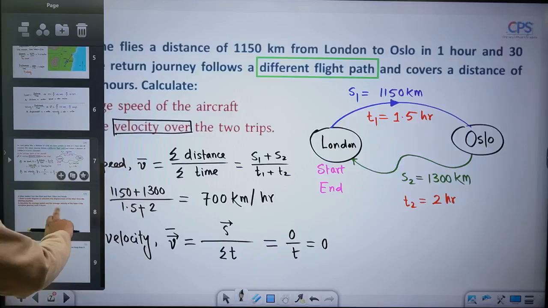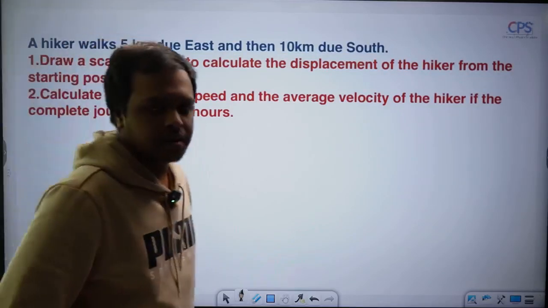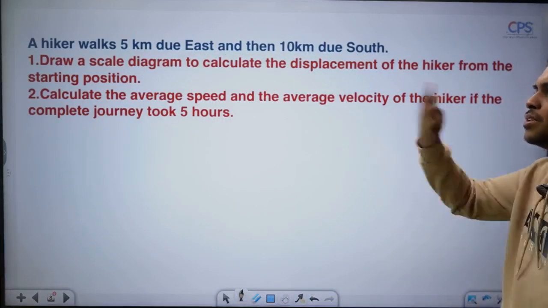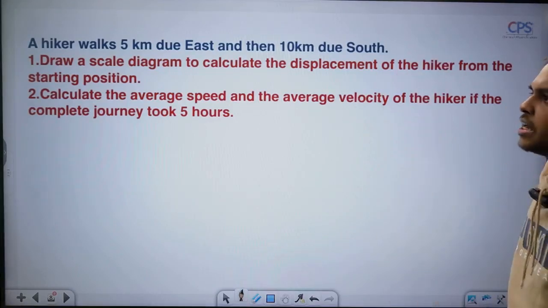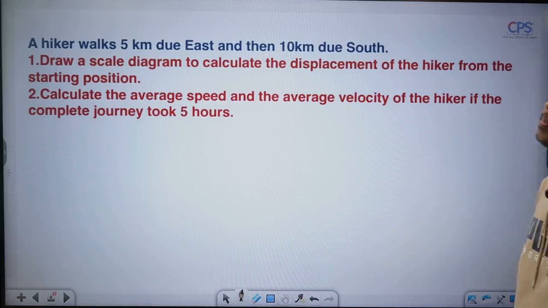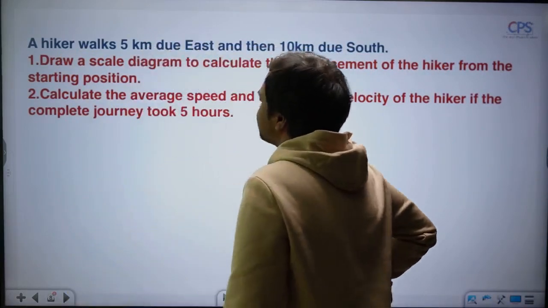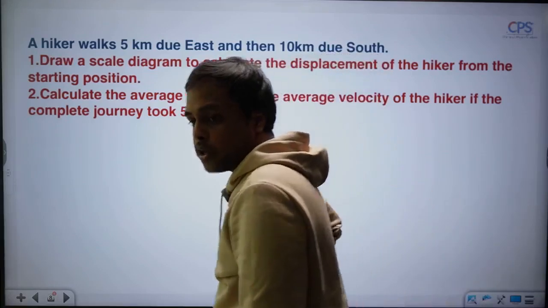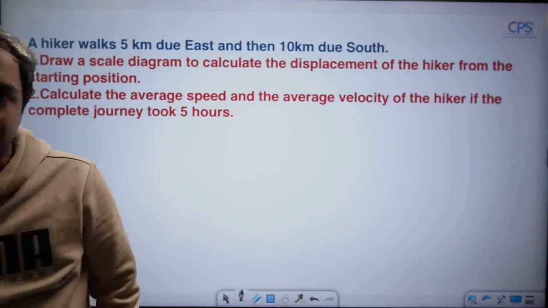Now we have another type of mathematical problem. So do the same thing, pause it right here, take it into your notebook, and then we'll study together. If we start the problem, a hiker walks 5 km due east and then 10 km due south. So you might as well have the proper idea of a map.